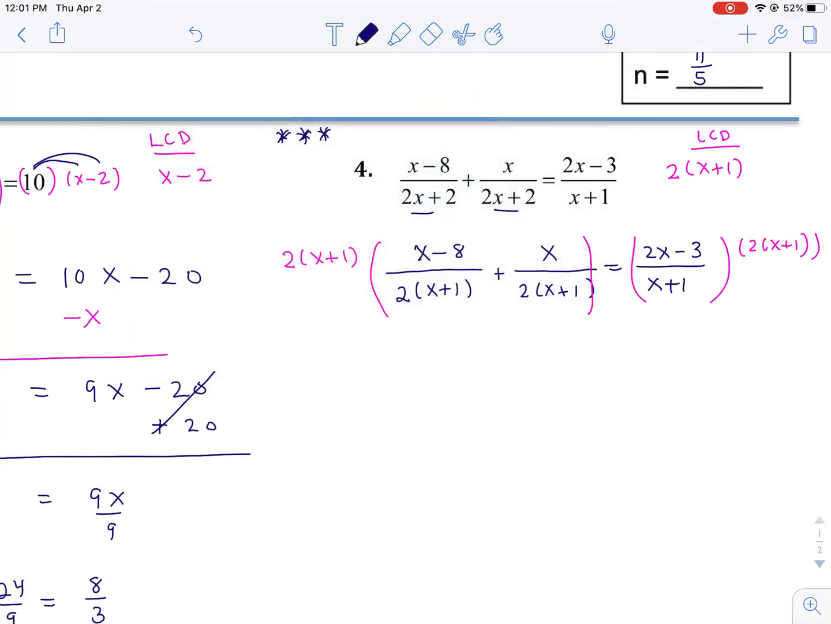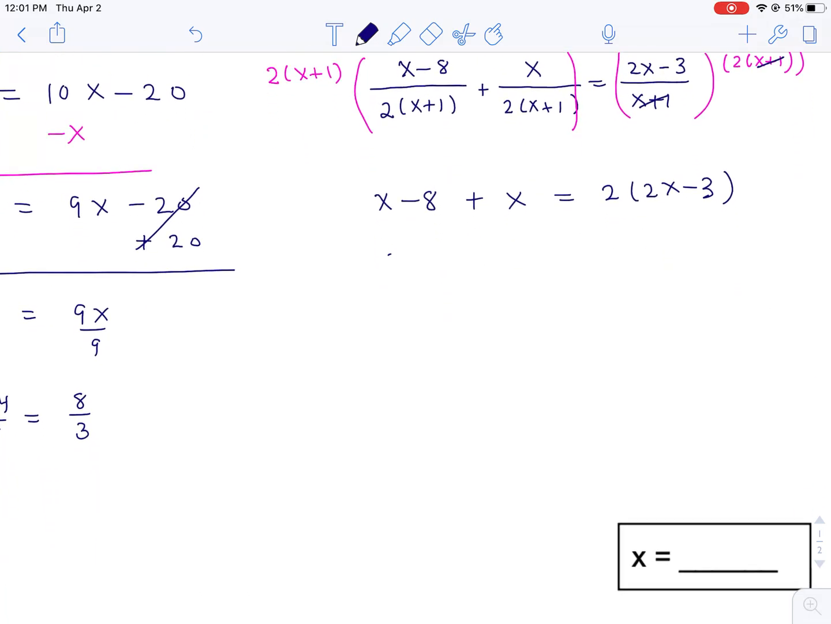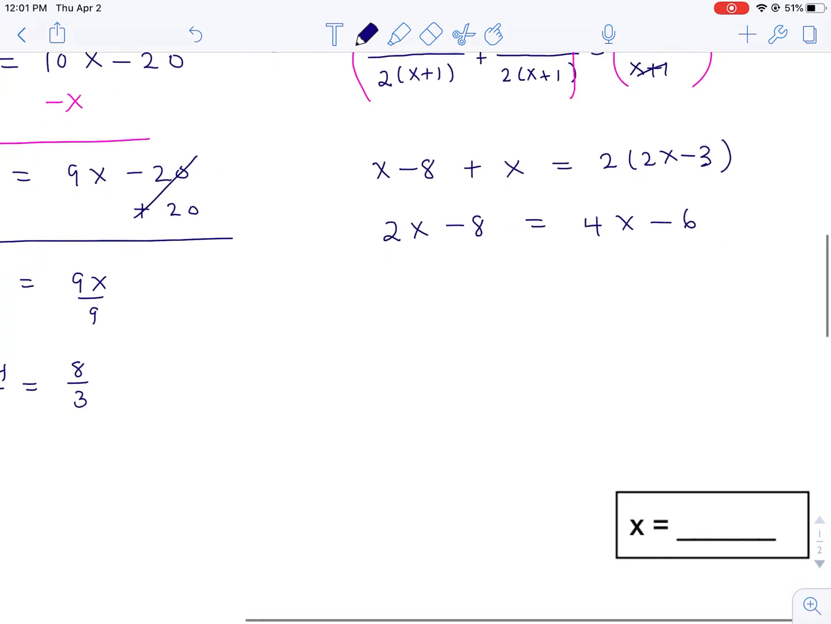And on the left side, you can see all the denominators are going to cancel right out. So all I get is the numerator. On the right, the x plus 1s cancel, and I'll get 2 times 2x minus 3. And we're back to Algebra 1. We're back to a linear equation where we collect our like terms on the left, we distribute on the right, and then what's the deal here?